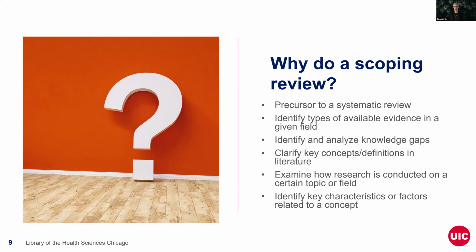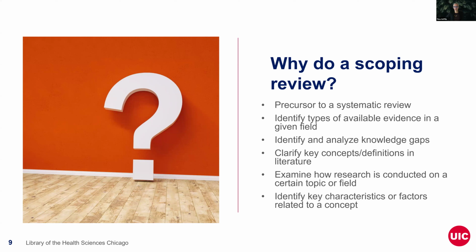Other people do them to identify knowledge gaps. What do and don't we know about a given topic? Where do we exist with that? There's a lot, and I've mentioned this passively before, but how are people talking about concepts, definitions, things like that? If we gather all the literature in a scoping review, we can do a synthesis to figure out how different researchers and different practitioners are applying these definitions and using them in practice and research.